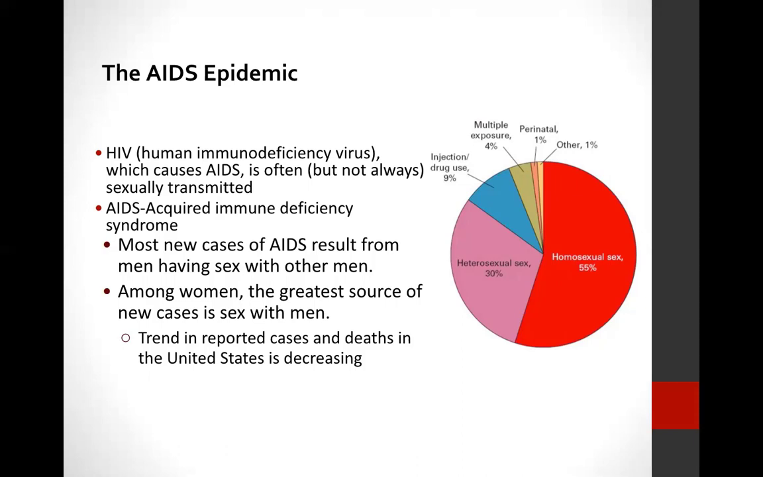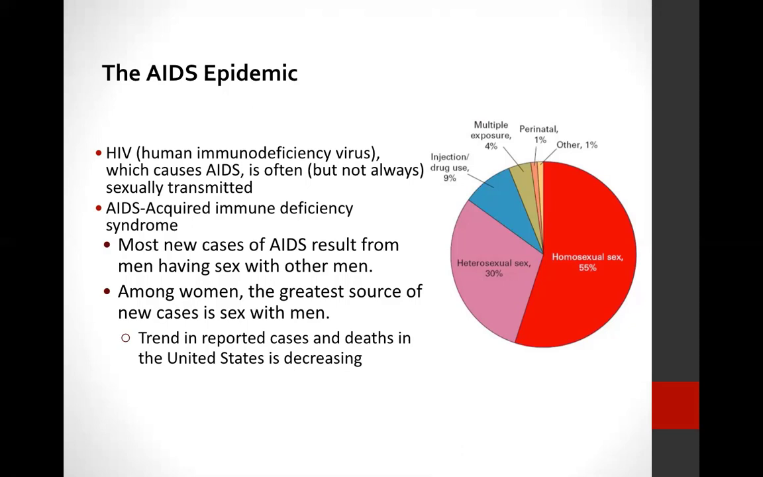But now, it's primarily sexually transmitted, and most new cases of AIDS result from men having sex with other men. But among the women who have it, the greatest source of new cases is sex with men. But admittedly, oftentimes a good number of those men who transmit the disease to them actually got the disease from having sex with other men. So that's the current trend in cases in the United States.